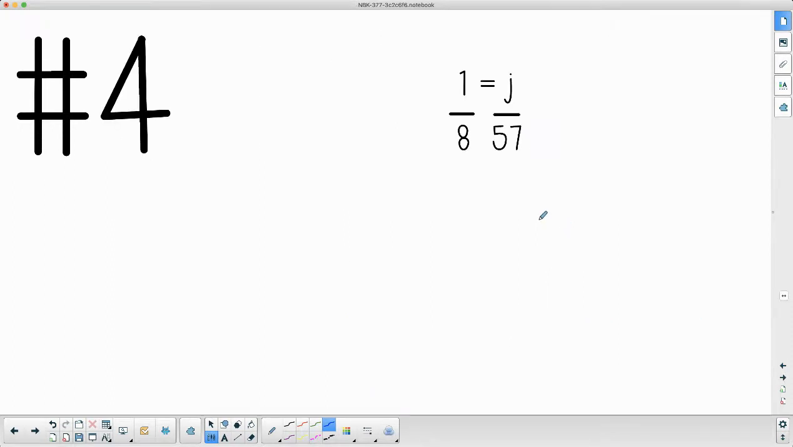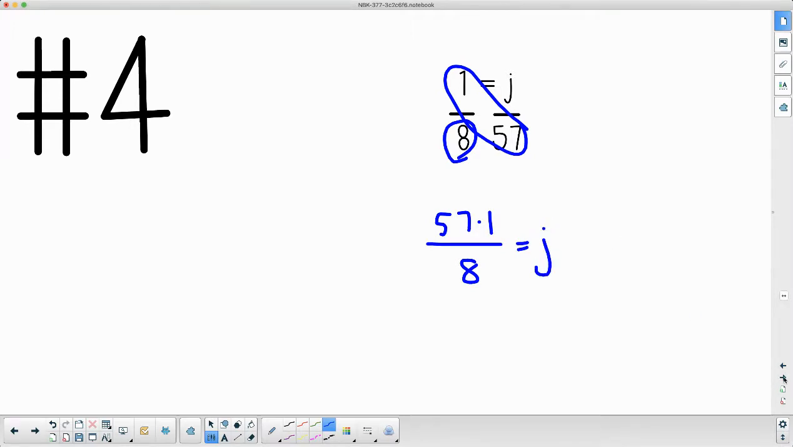Number 4 gives us this proportion. Now, remember, we cannot cross reduce through an equal sign. We can reduce up and down, but there's nothing that can go into 1 and 8. There's nothing that can go equally into J and 57. So we're going to cross multiply and divide. So this problem we have here is 57 times 1. And then we're going to divide by 8. Will give us the answer to J.